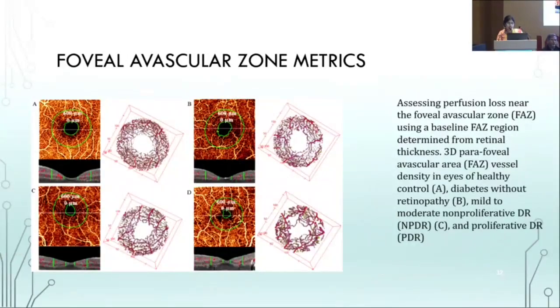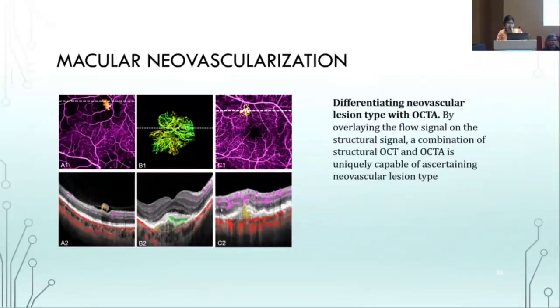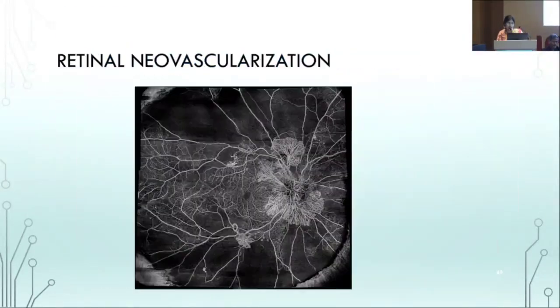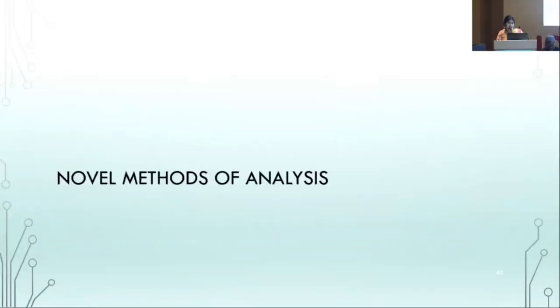Foveal avascular zone metrics assess perfusion loss near the foveal avascular zone, using baseline FAZ region determined from retinal thickness. 3D parafoveal avascular vessel density is shown in the eyes of healthy controls, diabetics without retinopathy, mild to moderate NPDR and PDR images. The neovascularization includes macular neovascularization and retinal neovascularization. This is an image showing macular neovascularization. Other vasculopathies are collaterals and microaneurysms.